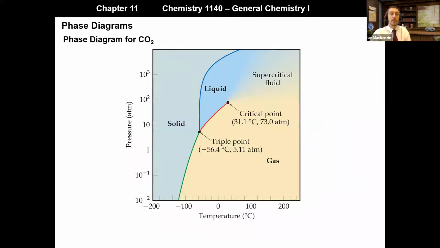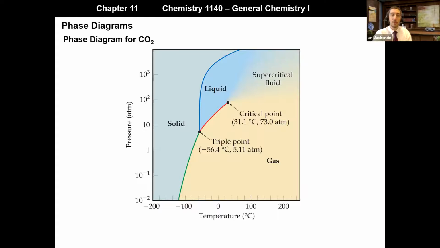So here's a phase diagram for CO2, and we see the critical point is at 31.1 degrees Celsius, 73 atmospheres of pressure. Above that is a supercritical fluid at temperatures and pressures greater than that value. And we have our triple point at negative 56.4 degrees Celsius and 5.11 atmospheres. Neither of these are standard conditions, so we probably wouldn't encounter the triple point of CO2 outside the laboratory.